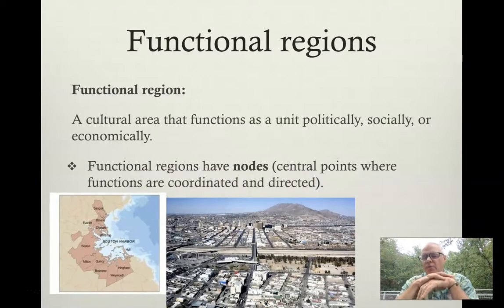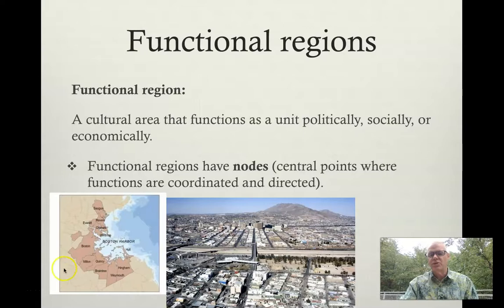Another way of thinking about regions is what's called a functional region. This is where places are in a common region because they function together, not because they're similar on a cultural trait. So an area like, for instance, the Boston area would be a functional region. People may work in the middle of the city and then live in the suburbs around it and move back and forth, but the whole region functions as a whole.